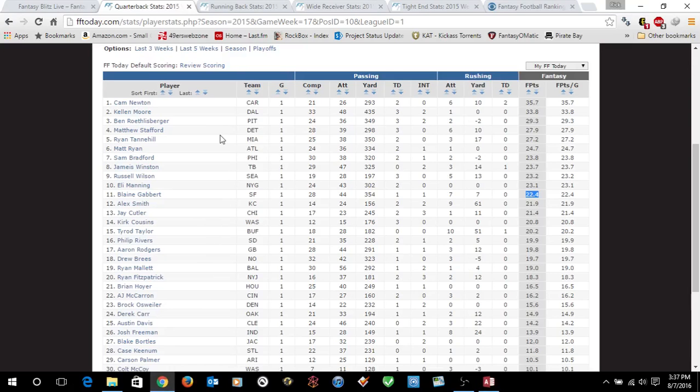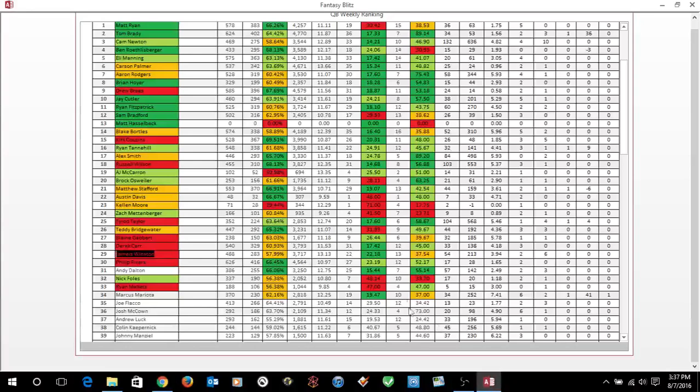That's what he did. Jameis Winston ranked 8th that week. Played from behind, 29 of 47, 325. Scored 23.7 points in standard leagues. So you can see this tool is very effective. Let's pull one more here. Let's go look at Tyrod Taylor. Tyrod Taylor. Now here you go.